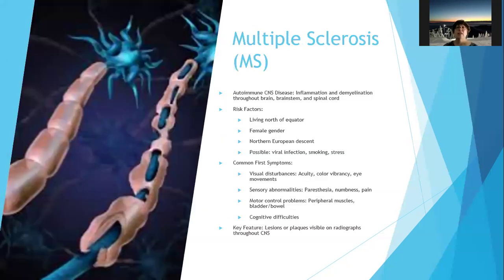So MS is another disease that you'll see in a lot of settings in PT because of the high prevalence. It's an autoimmune central nervous system disease, inflammation and demyelination throughout the brain, brainstem, and spinal cord. Risk factors: living north of the equator, or there's an MS band in Australia too, so also south of the equator. It's the latitude, it's how far away from the equator you are.